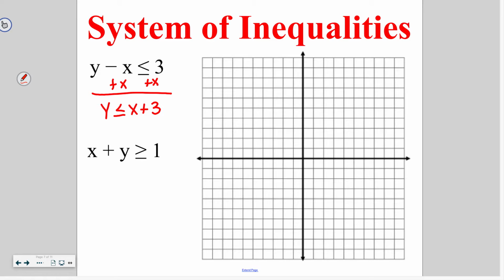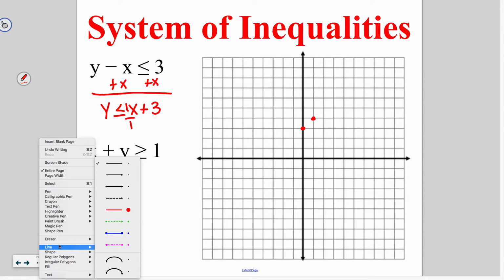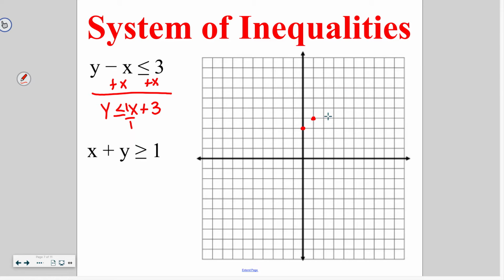So now that I've got my graph, I'm going to come up 3 as a starting point. My slope is 1 over 1, so I'm going to go up 1 and over 1. Since it is a less than or equal to, we're going to want to put in a solid line, and we are going to go ahead and connect our points, and then we are going to want to shade.